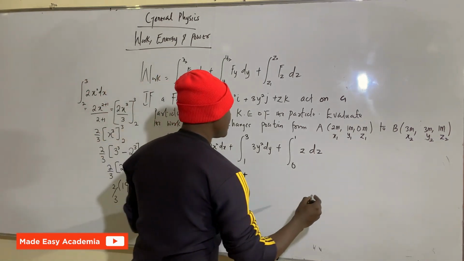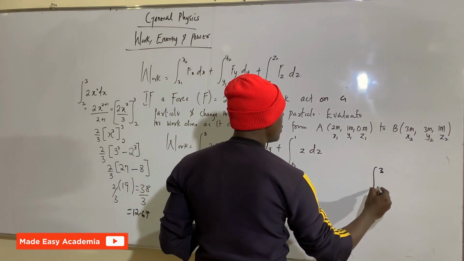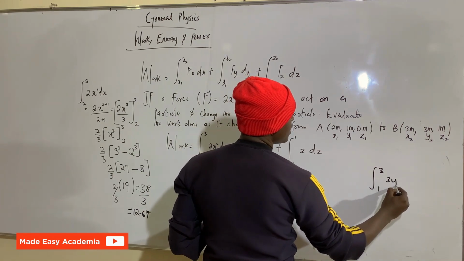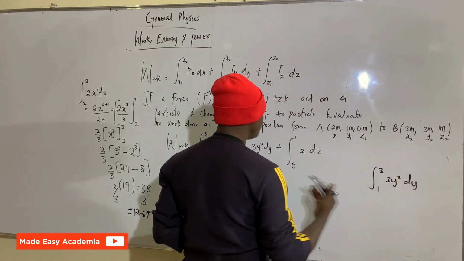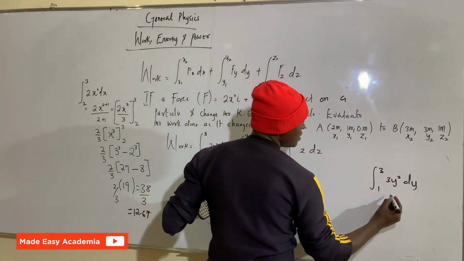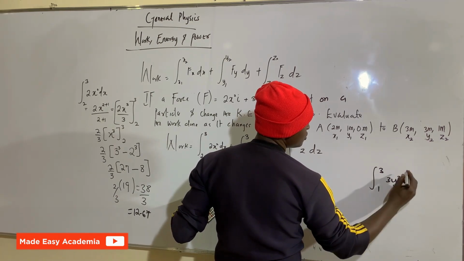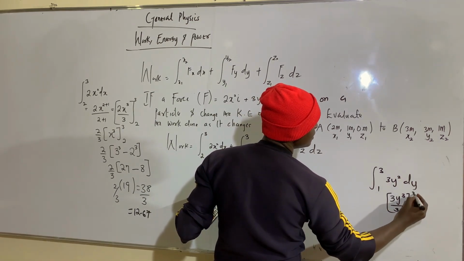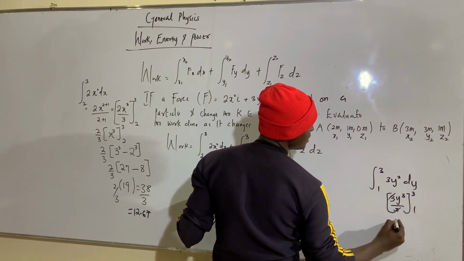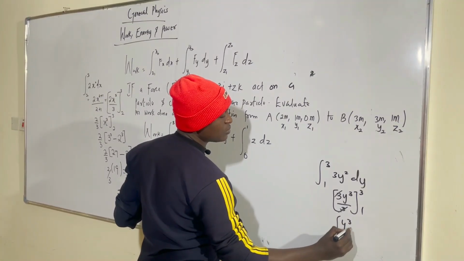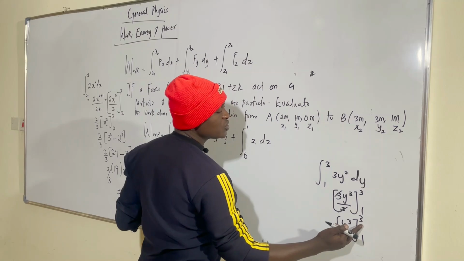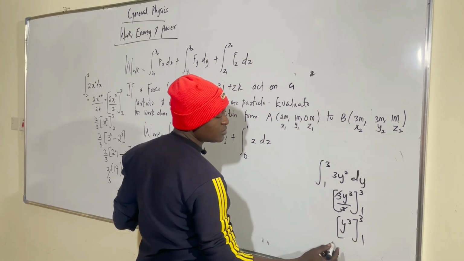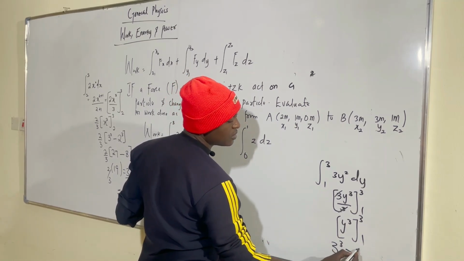Okay, let me use this side. I have 3y squared dy. So I want to just like the way we solve this one. I'm going to have 3y to the 2 plus 1, that's going to be 3 over 3. Then we have 3, 1. 3 can cancel 3 here. What we have left is y cubed and 3 or 1. So upper limit is 3, the lower limit is 1. I can have 3 cubed minus 1 cubed.